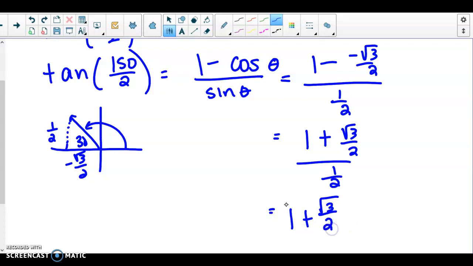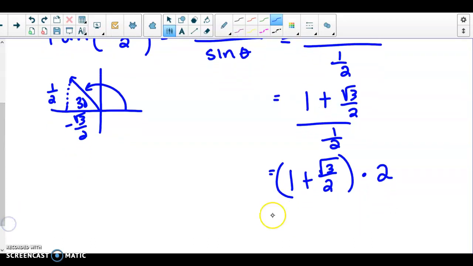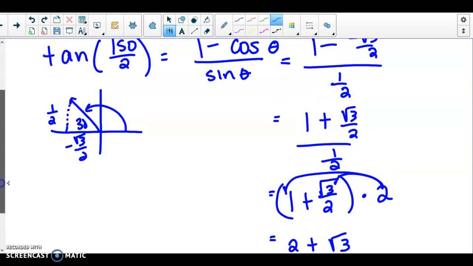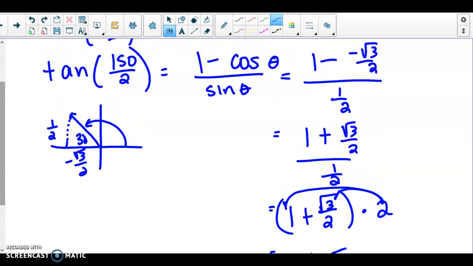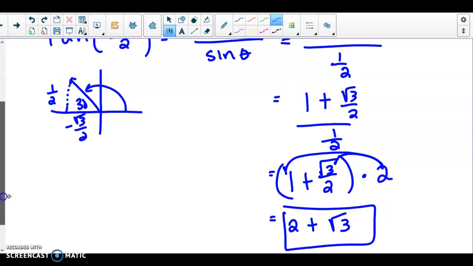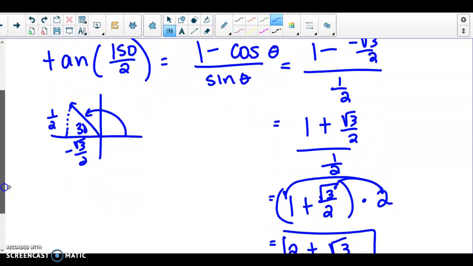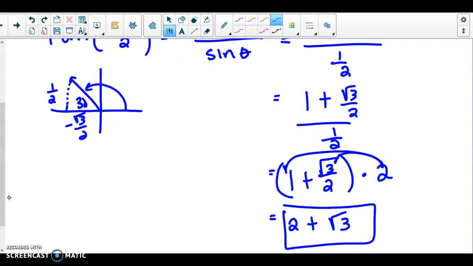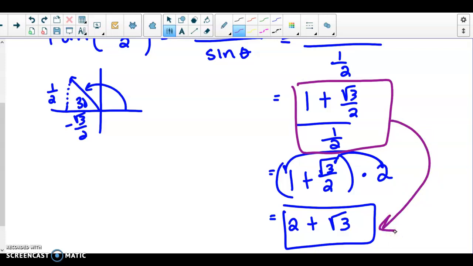But just for fun, in case you didn't know, dividing by 1/2 is the same thing as multiplying by 2. So 2 times 1 is 2. 2 times the square root of 3 over 2, the 2's cancel out and just leave me the square root of 3. And so this is an exact form for tangent of 75. Let me reiterate, this is a correct answer. This is the most simplified answer.